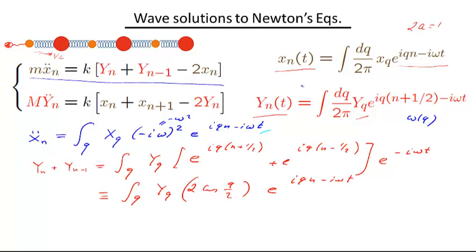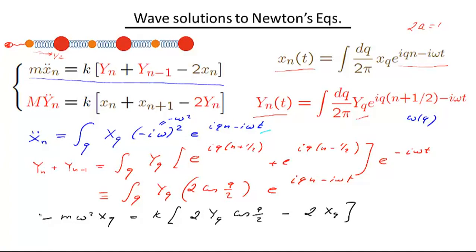And if I put everything together, basically if I focus only on the coefficients which multiply the same plane waves in each of these integrals, I can write essentially the same Newton law, but now in the Fourier space, as minus m omega squared x sub q from this term is equal to k times twice Y sub q cosine q over 2, this term that we just derived, minus 2 x sub q.